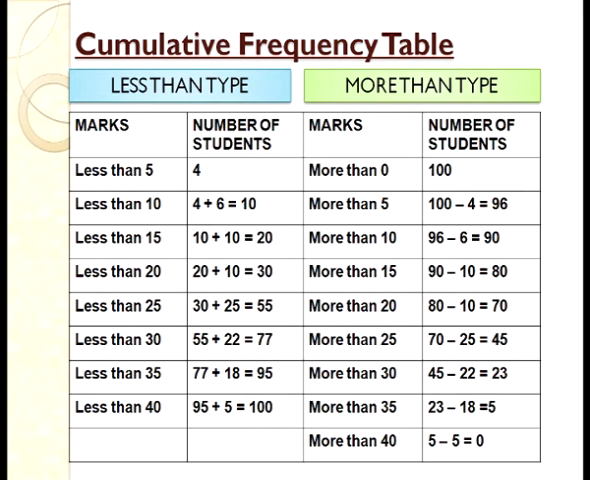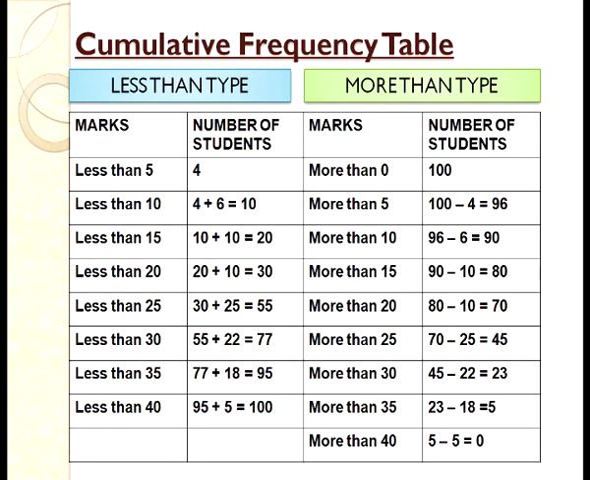Now, for more than, we have used the lower limit. More than 0, all the students, 100. More than 5, subtract those who have got 0 to 5, that is 4. 100 minus 4 is 96. More than 10, 96 minus 6 is 90. More than 15, 90 minus 10 is 80. More than 20, 80 minus 10 is 70.